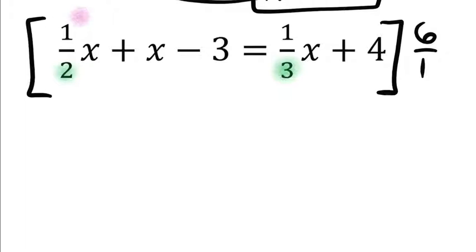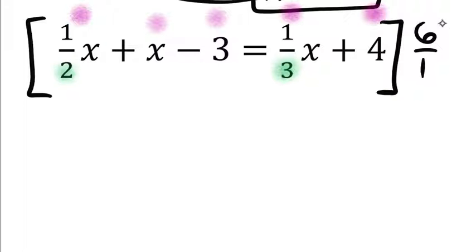So this is a term that I'm going to multiply by 6. This will be multiplied by 6. This negative 3 will be multiplied by 6. The 1/3 x will be multiplied by 6, and the 4 will be multiplied by 6. So there are 3 terms on the left-hand side. All of them are going to get a factor of 6, and 2 terms on the right. And it looks a little bit like this.